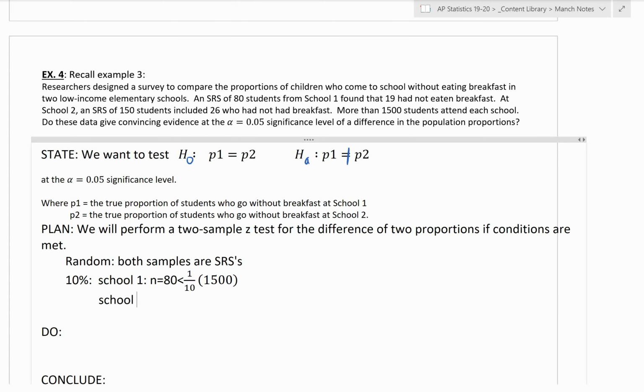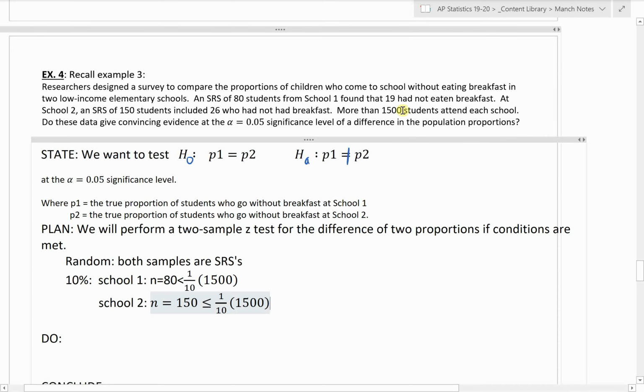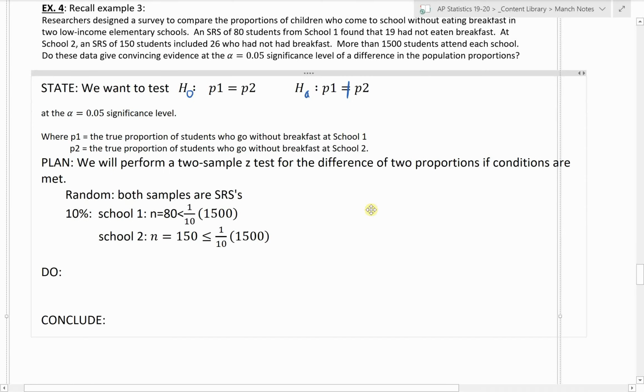For school 2, same basic idea is in play here. The sample size given is 150, which is less than or equal to 1/10 of 1,500, which is the minimum size of the school. So the 10% condition is met for both schools.